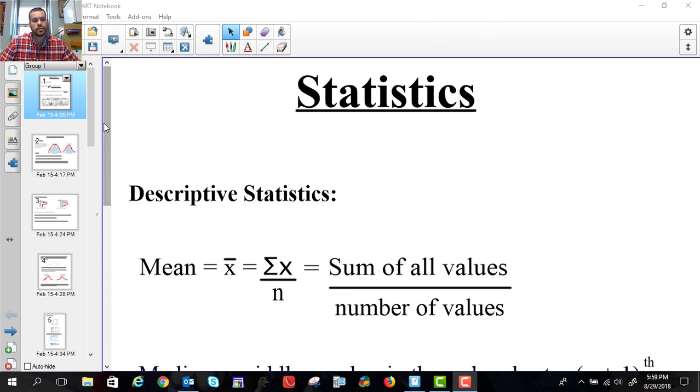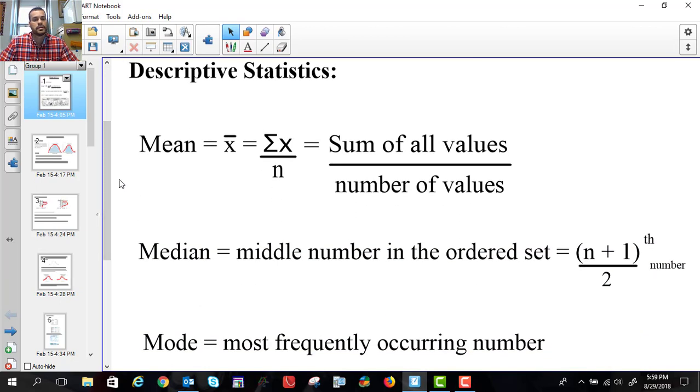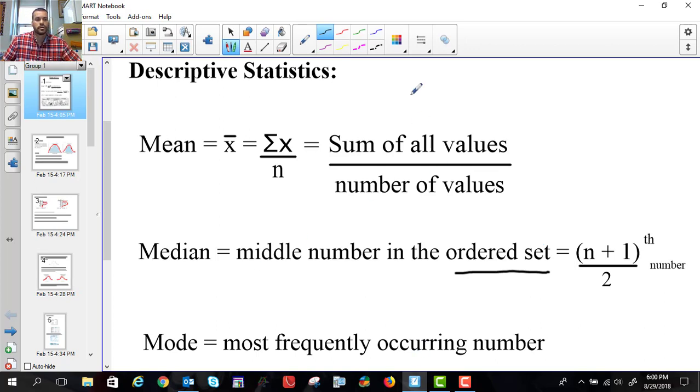You should already know these. They're called the descriptive statistics, and there are three of them. The mean is the sum of all the x values divided by the number of values, which is the average. The median is the middle number. The important thing to know is that it has to be the middle number in an ordered set. So you first have to put all of the numbers in order from least to greatest, and then you can find the median. And then, of course, the mode is the most frequently occurring number.